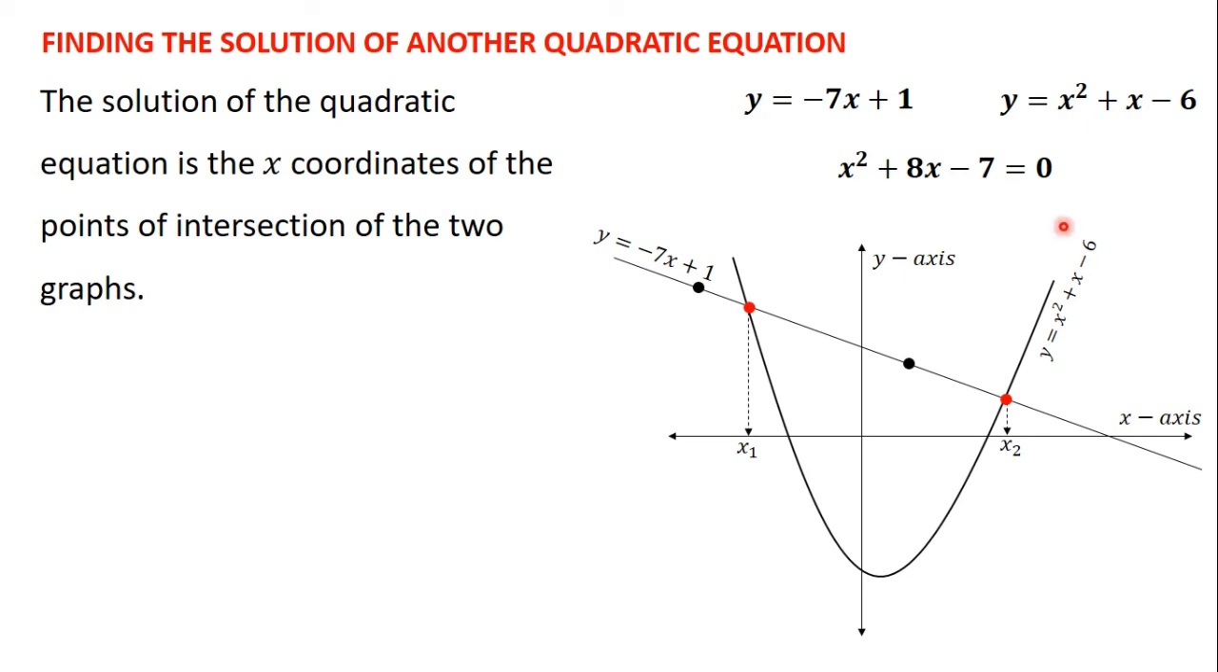Now, how do we use the graph of a quadratic function to find the solution of a quadratic equation when the coefficient of the quadratic term in the function is different from the coefficient of the quadratic term in the equation? We are going to learn how to do that in the next video.